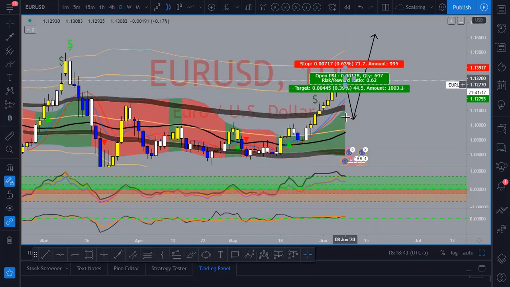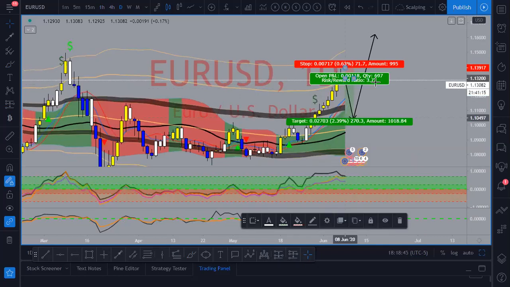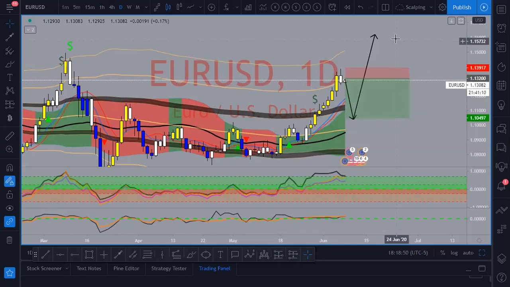This will be a nice little trade. So on EU, I'm sorry, where would you set your buy stop if you were to do that? What was that? Where would you set your buy stop on that one?